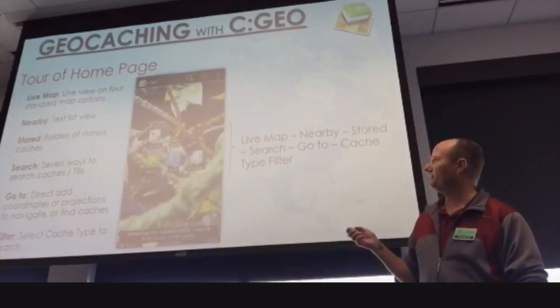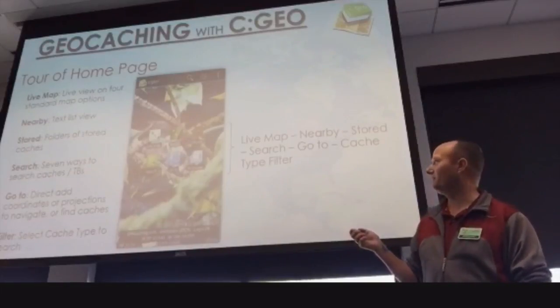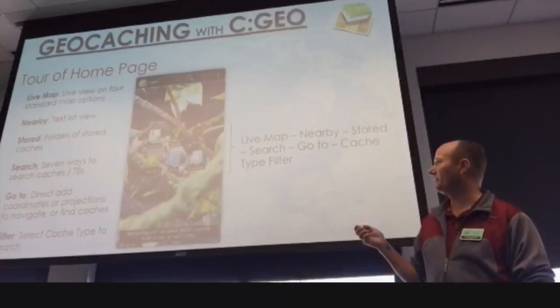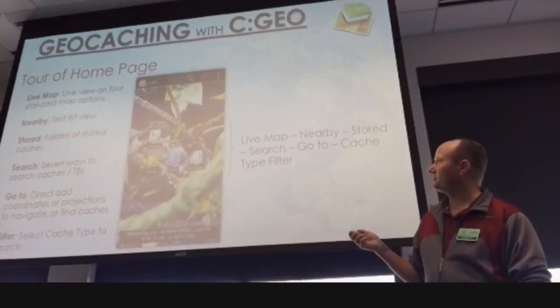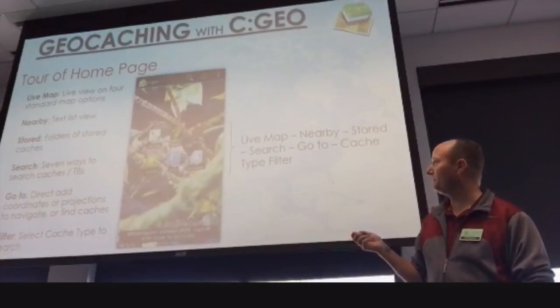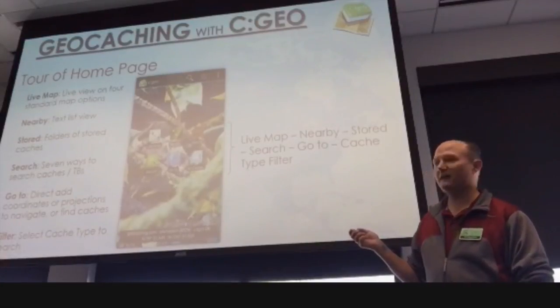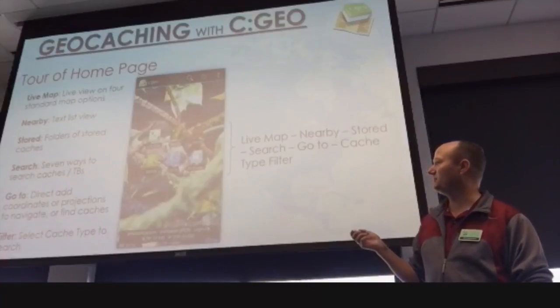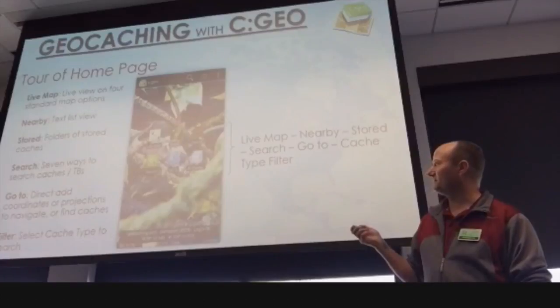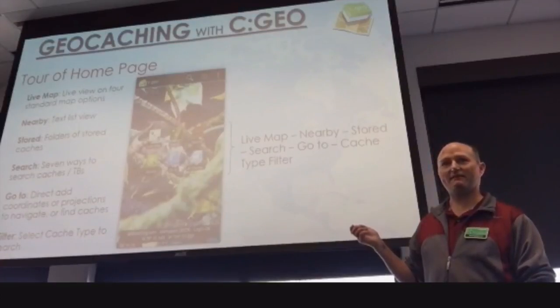Nearby tells you everything nearby in a list view instead of a map view. Stored is like your list. You can create folders and store stuff offline. This search, instead of that one, this one has a lot more details and options we'll go over later. Go to, you can direct add coordinates and do projections to see what caches are near there. And then this is a filter just for cache types, and that's all that filters.